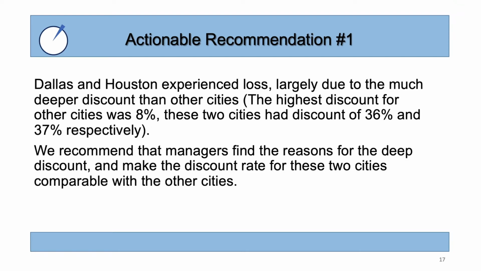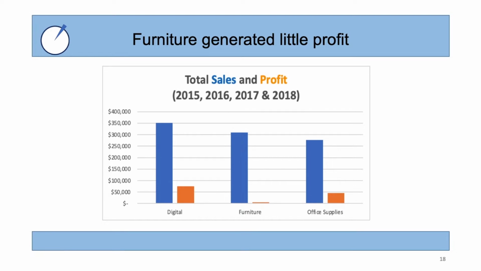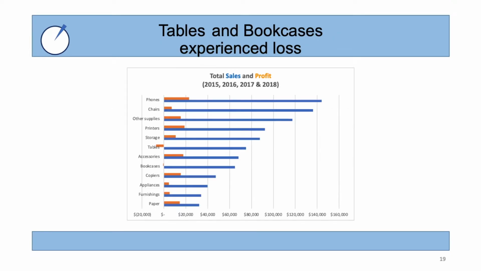All right, and if we look here, we can see that furniture was the category that generated the least profit. Breaking down the data by subcategories now, it's evident that tables and bookcases both experienced losses. These 2 subcategories are a part of the furniture category.